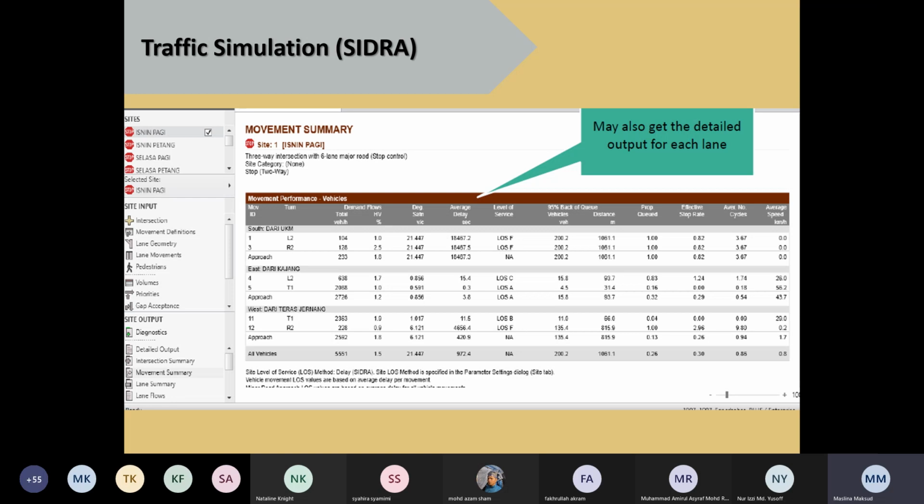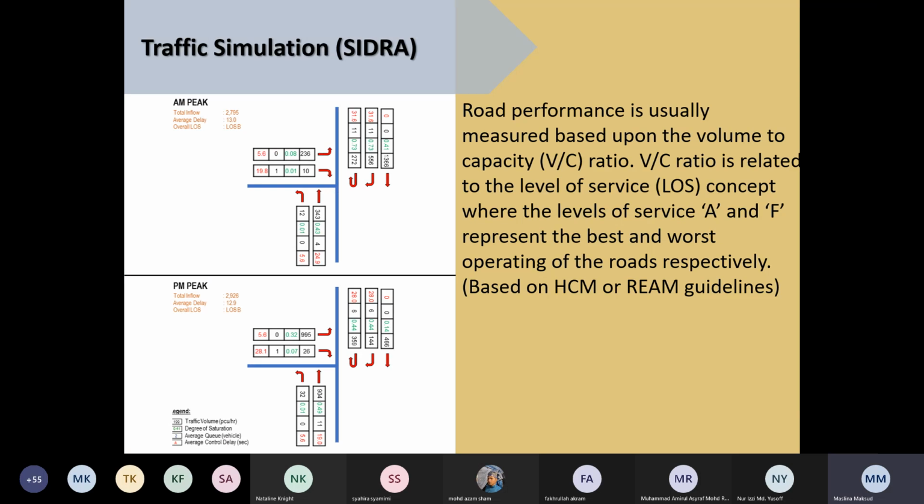But in the traffic impact assessment, usually we will focus on the level of service and the average delay, as well as the queue of vehicles and the degree of saturation of each indicated lane. So this is the result that you will get after you run the SIDRA.